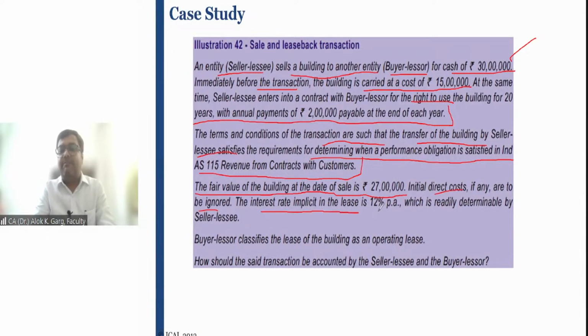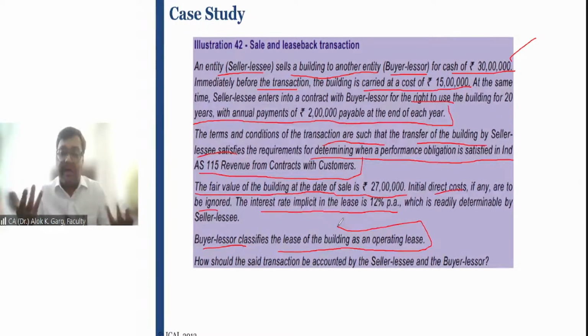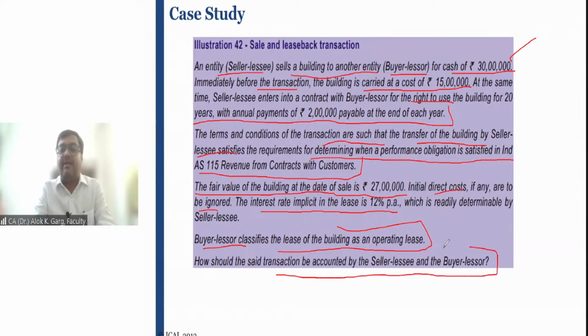The interest rate implicit in the lease is 12% per annum. The discount rate is given. The buyer lessor classifies the lease of the building as an operating lease, because the lease period is 20 years and the life of the building might be 50 or 60 years. How should the said transaction be accounted for by the seller lessee and the buyer lessor?